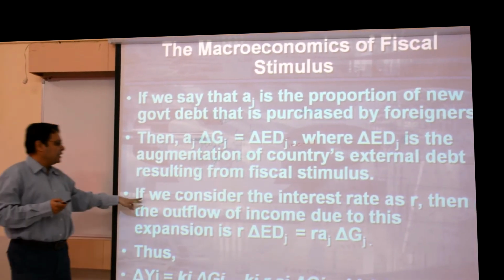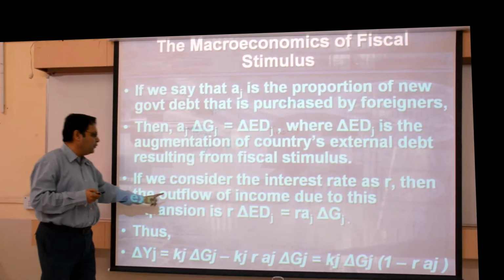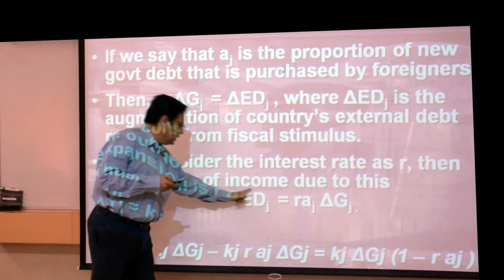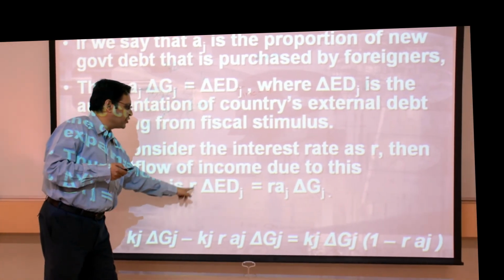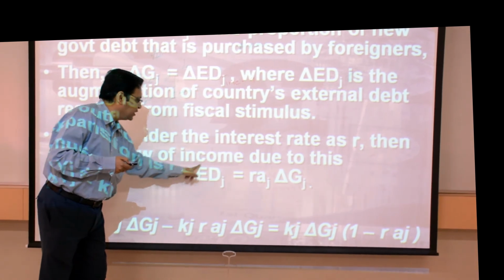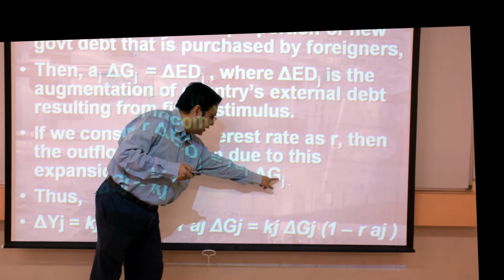Now, let us say we consider the interest rate as R. Then the outflow of income due to this expansion would be the rise in external debt times the interest rate R. Now, we have already said that this rise in external debt is equal to some proportion AJ times delta G.